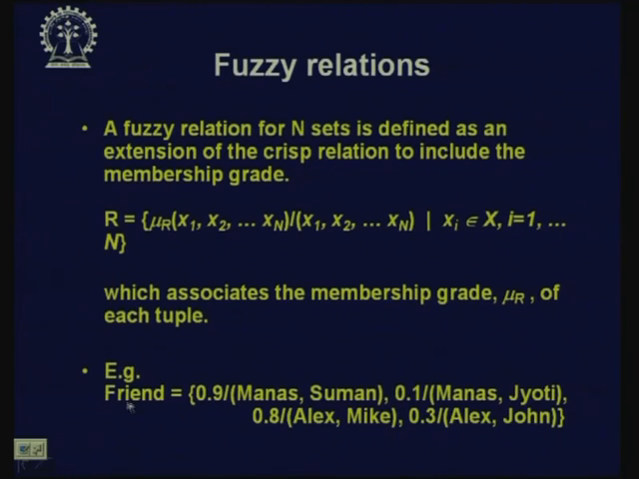For example, friendship. Say Manush and Shuman are friends, they belong to the friendship relationship with a membership of 0.9. Manush and Jyoti, well, they are friends, but not that strong, so that is 0.1. Alex and Mike 0.8, Alex and John 0.3. So, here, along with those pairs that we had shown, we are also putting some grade of membership.